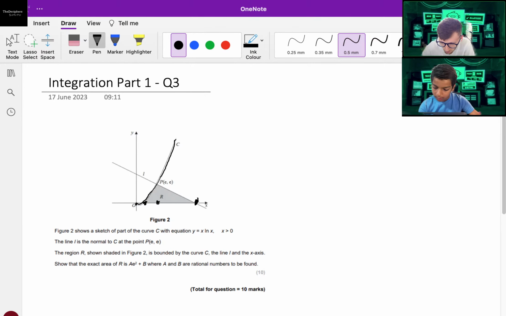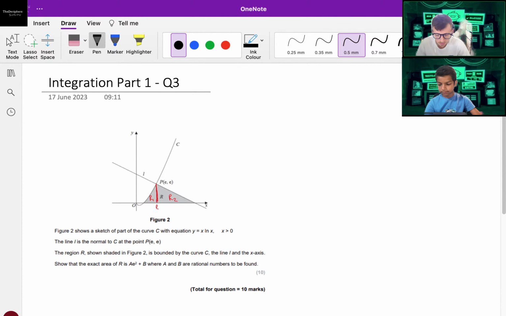Yeah, brilliant. So the idea is to cut it up into two. So vertical line there, that's e. So you've got a triangle and the bit under the curve, which we're going to use integration for. I'm going to call this bit here R1 and this bit here R2. Okay, so R2 is just a triangle.